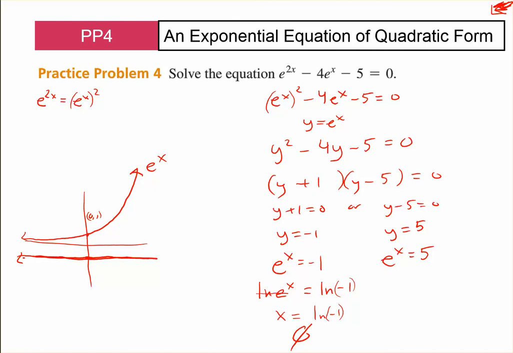But the other one here, when does e to the x equal 5? We're going to do the same thing: ln of e to the x on one side and ln of 5 on the other. ln and e cancel each other out. And there it is, I did find an answer. For this to be a factorable solution, the solution is x is equal to ln of 5. Cool, cool.